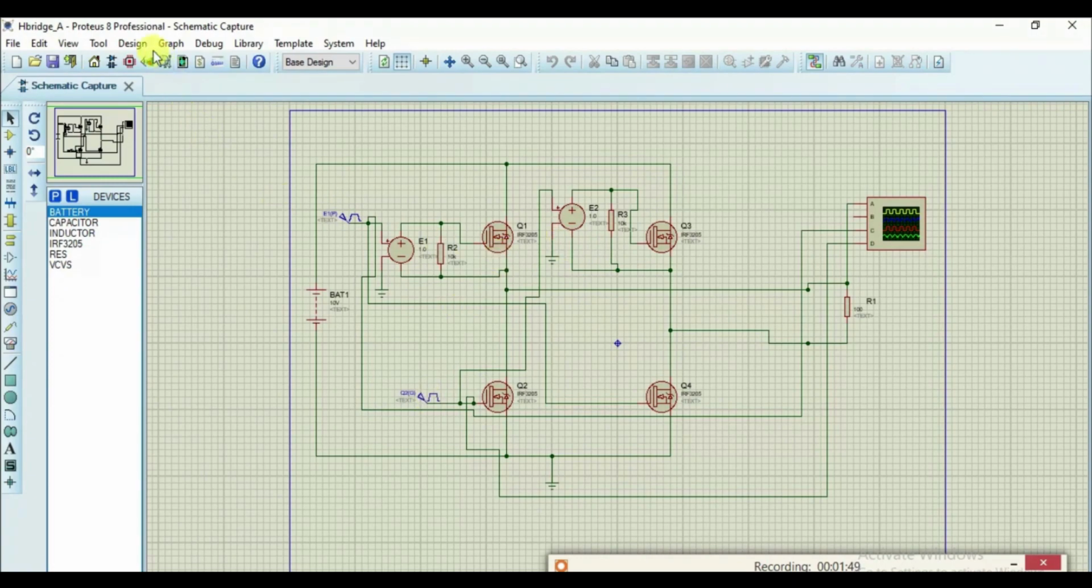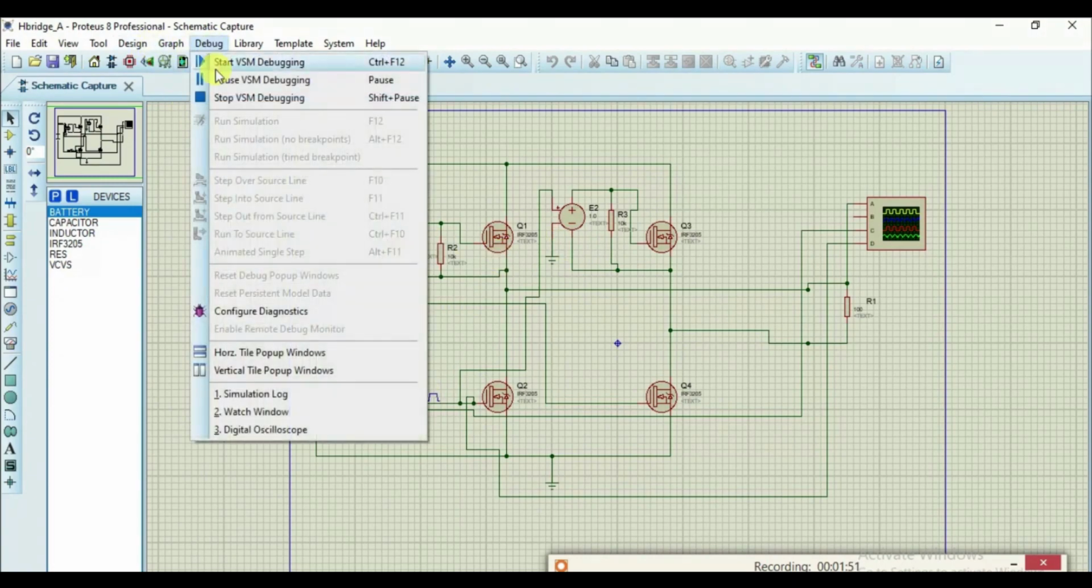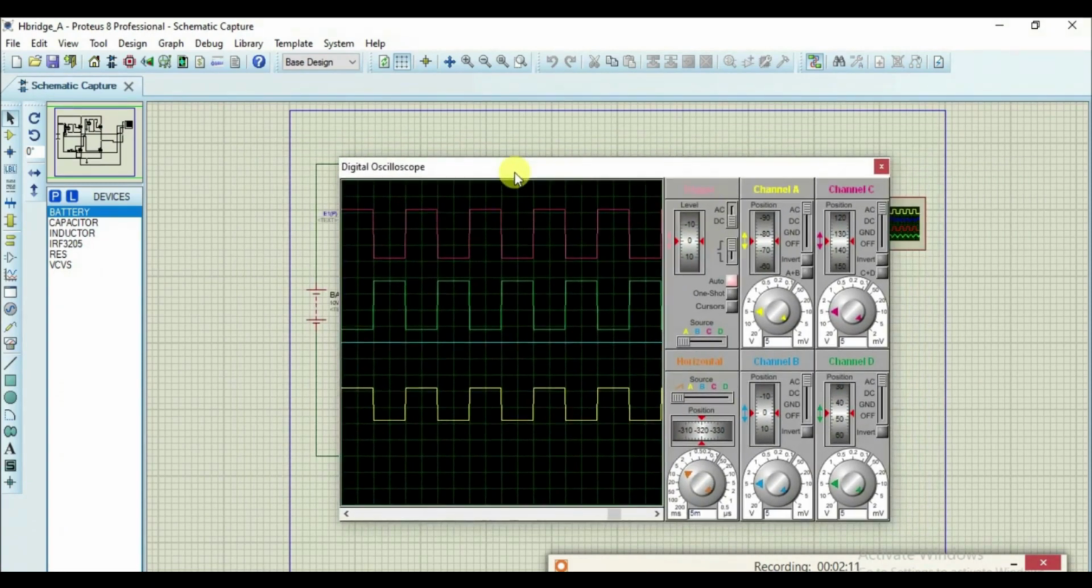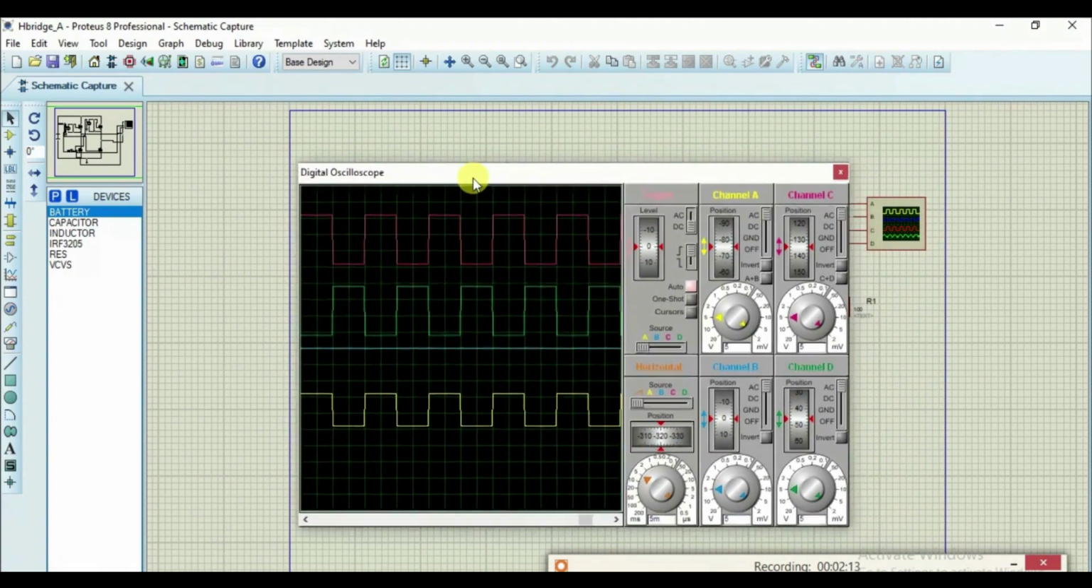Now if we look at the output of this simulation, we will see the same thing that we have seen in the theory. See, these are two different gating pulses, and these are configured in this way. And so consequently, what is happening in the output? See, in the output we are getting an alternating voltage, and in the input we use the DC source. So this is working as an inverter, and this is the basic of an H-bridge inverter, right?